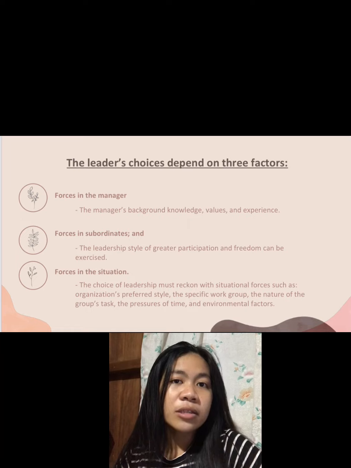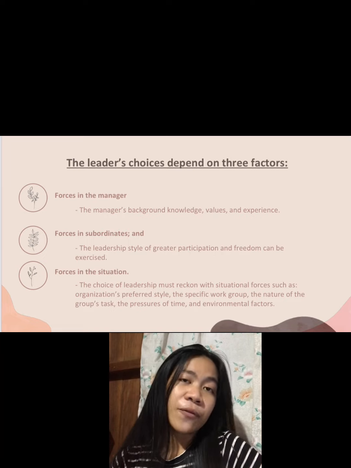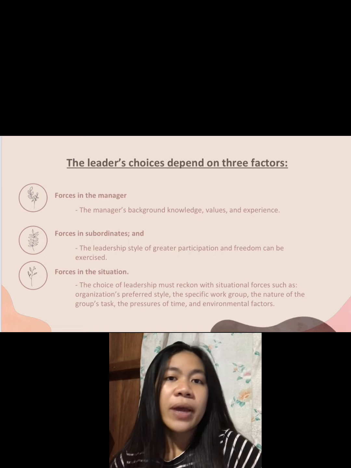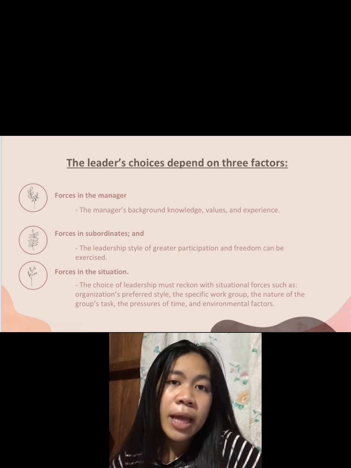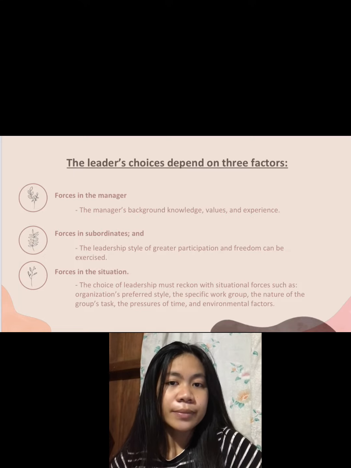The last one, we have the forces in the situation. The environmental and general situations also affect the leader's behavior. These include factors like type of organization, group effectiveness, nature of the problem, time pressure, and of course, environmental factors.